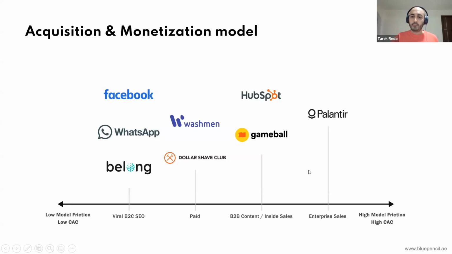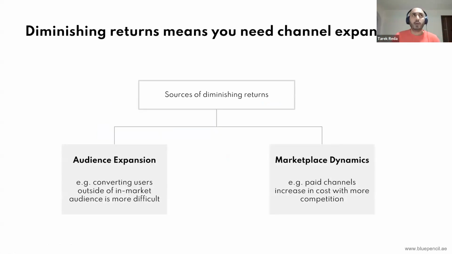All right, so going back over here. One thing to keep in mind is that at some point, when you're running an acquisition channel for a period of time, you will start seeing diminishing returns from that channel. The reason for diminishing returns is that when you're running a channel for a small percentage of your users, let's say in-market buyers, as you start expanding to users that are out-market, naturally the performance of out-market is not going to be the same as in-market.